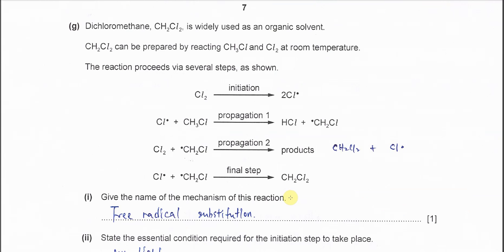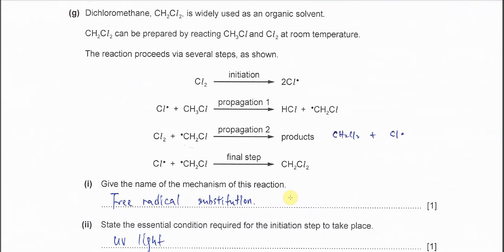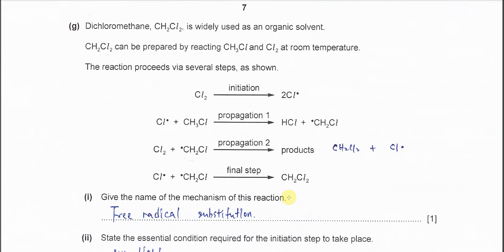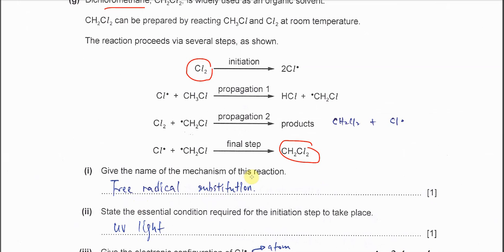Okay, part G. This is the reaction to form dichloromethane. This one, the final step, forms chlorine. Give the name of the mechanism for this reaction. Of course, it's a free radical substitution. So you need to use UV.